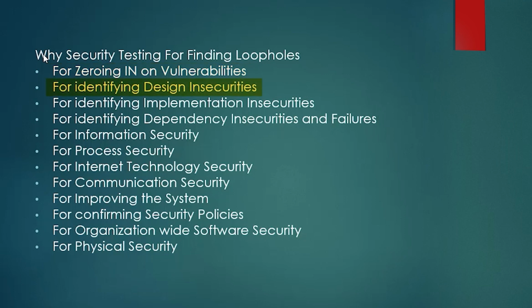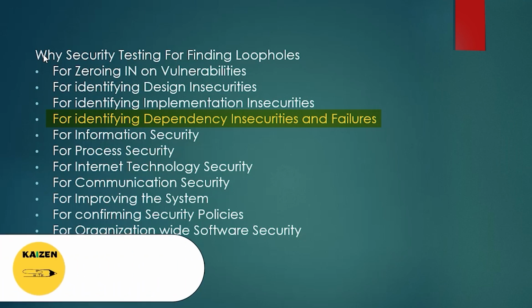For identifying design insecurities: suppose there has been a loophole while designing, by doing security testing we can find out that these issues might appear. For identifying implementation insecurity: whenever there is a server implementation or front-end implementation, we should know if there is some insecurity or some breach, or maybe proper testing has not been done. You can find those out using security testing. Dependencies of the insecurities and the failures: if any system is dependent on something else, we should know all the dependencies in that case.